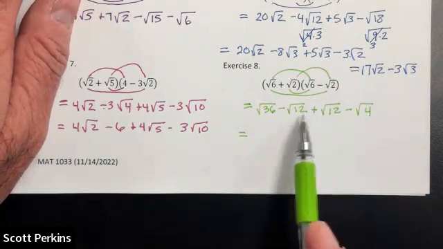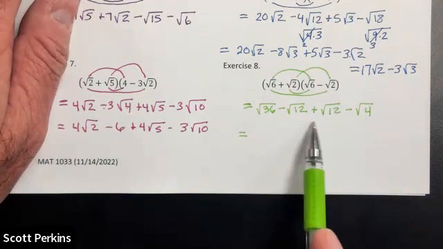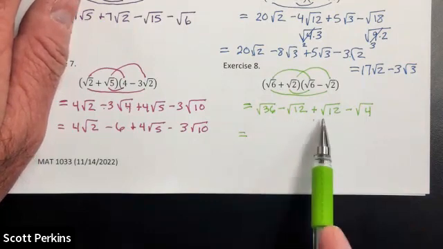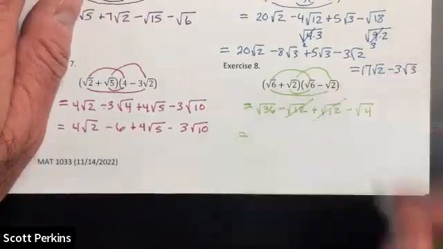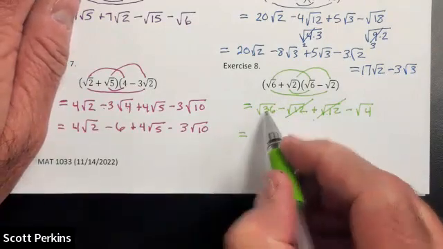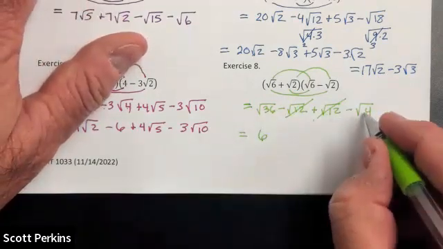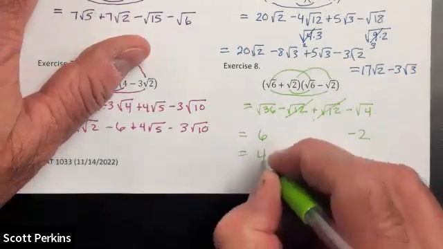I notice my outers and inners, I can simplify those, but I'm not going to bother because they're like terms and they're just going to cancel. One's a positive, one's a negative. So negative square root of 12, positive square root of 12, I'm just going to go ahead and cancel those right now. They're like terms. I don't need to go through the effort of simplifying those. If you did, they're both just 2 square root of 3. So positive and negative 2 square root of 3, they're still going to cancel. And then the square root of 36 is 6. Negative square root of 4 is minus 2, and 6 minus 2 turns out to be 4.